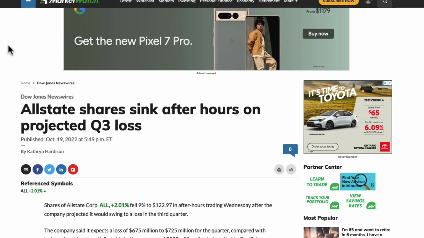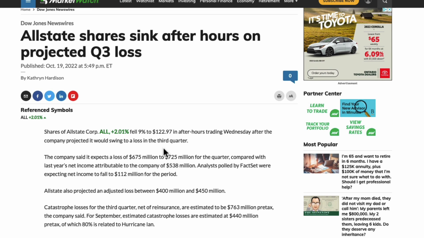Okay, this I think is an important story. Allstate shares sink after hours on projected Q3 loss. They attribute their loss to Hurricane Ian, but it's something else that they say, which I think is going to be important on a going forward basis. It ties back to the last CPI report that we looked at, where we saw that insurance was experiencing significant inflation. This gives us an insight into why.